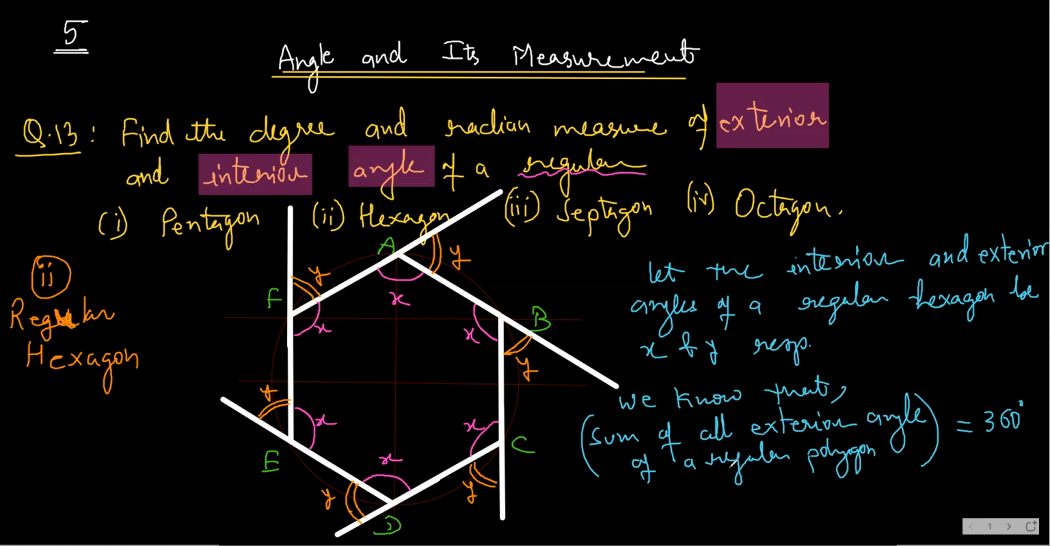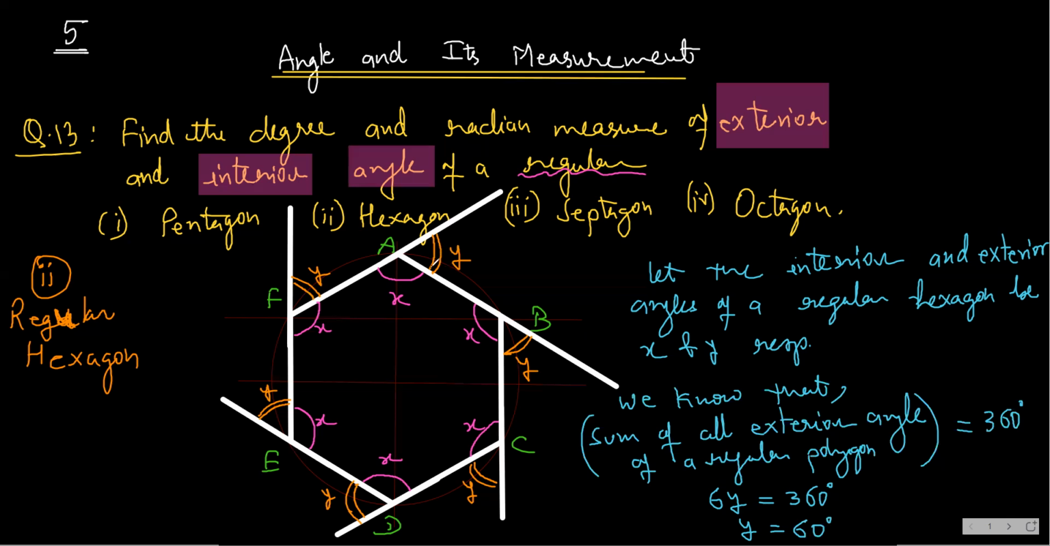Now students, understand: the sum of all the exterior angles. How many exterior angles do I have? I have 6 exterior angles and each one of them is y. So it is y plus y plus y plus y, 6 times you add y. So you'll have 6y equals 360 degrees. So y is equal to 360 upon 6, that is equal to 60 degrees. So you got y as 60 degrees.